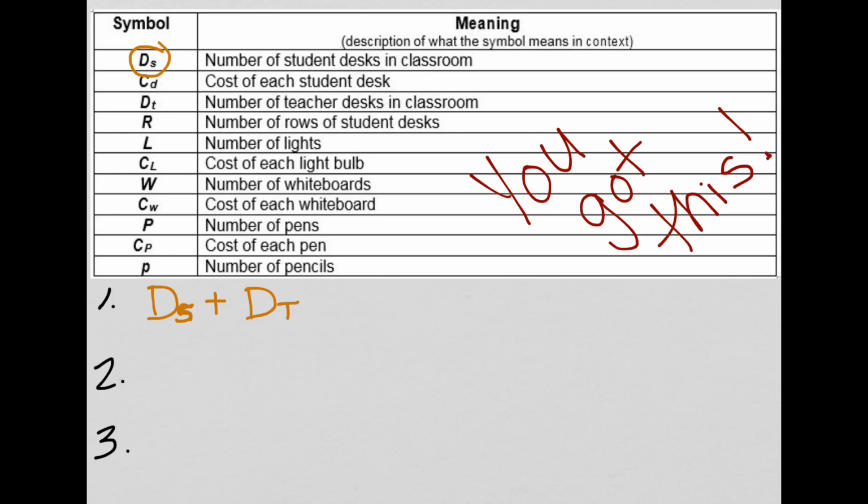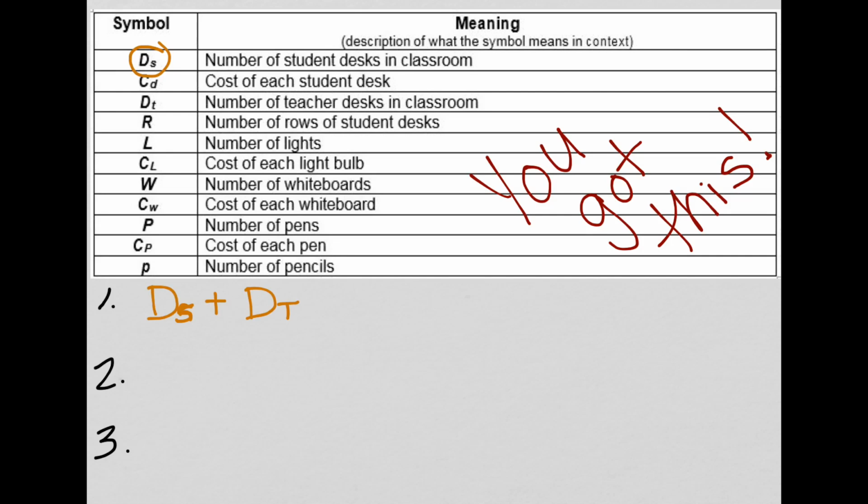And that's it. That's all you have to do. That expression will work in every classroom in the school. We could use that to represent how many desks are in the room. Sometimes the student desks will be 0. Sometimes the teacher desks will be 0. Sometimes, like in the auditorium, there are no desks at all. So yeah, it's going to be different, but that expression will work in every classroom.